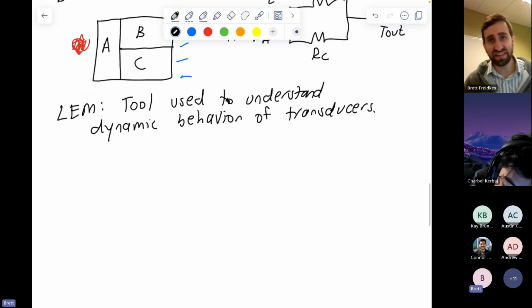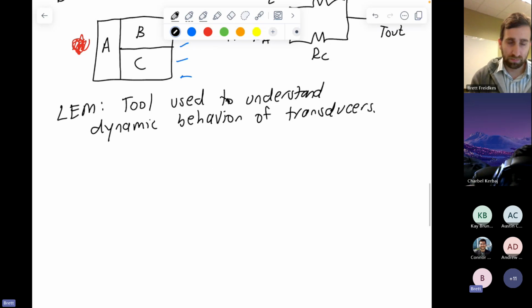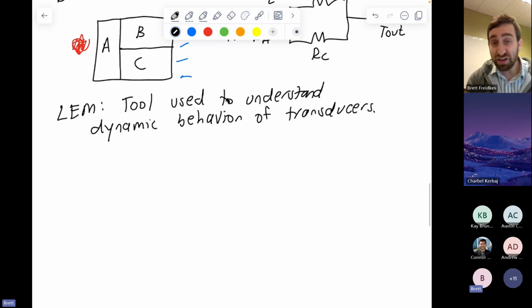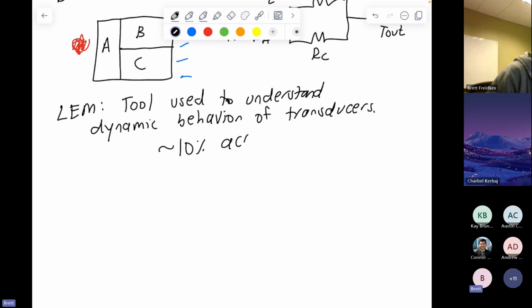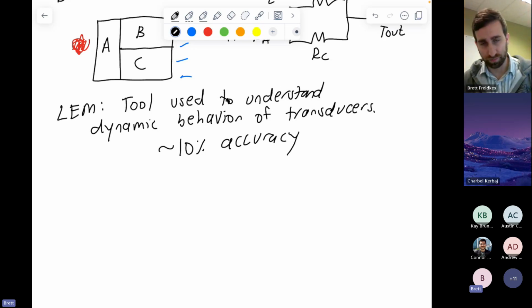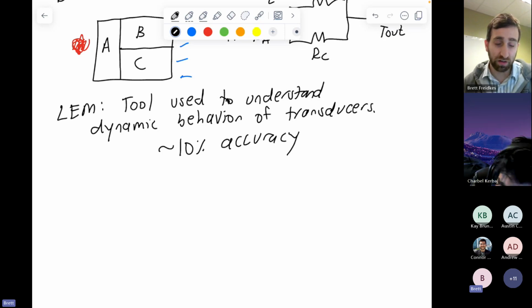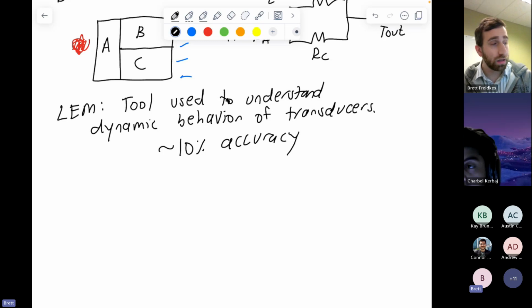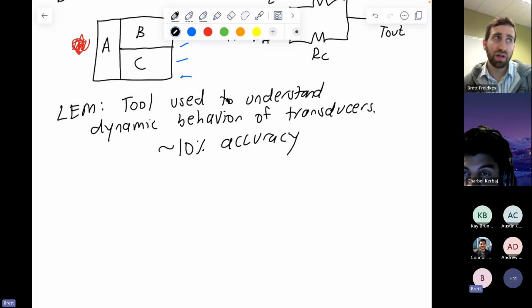A few things to note: this is not perfectly accurate. There are sometimes issues with this approximation, but I would say that you'll get 10% accuracy is kind of the rule of thumb that I learned when I was in school, which is a really good start from nothing. And then if you need to go to finite element analysis or something a little bit more complicated, you can. But starting with this is a huge step towards getting in the ballpark.